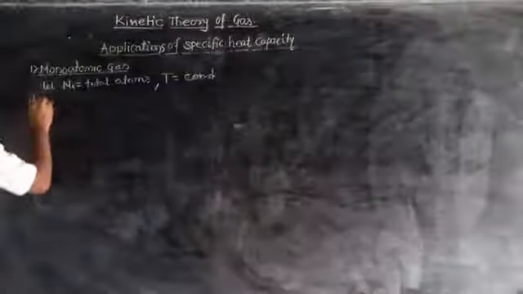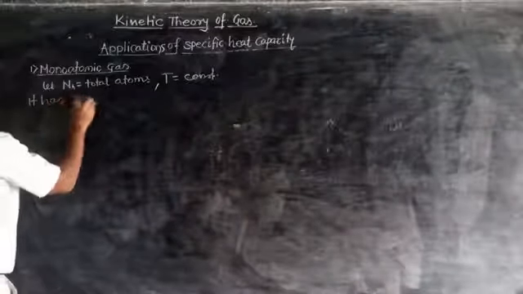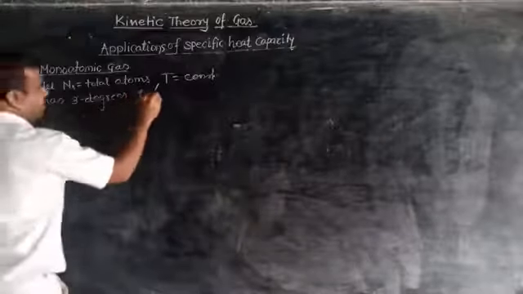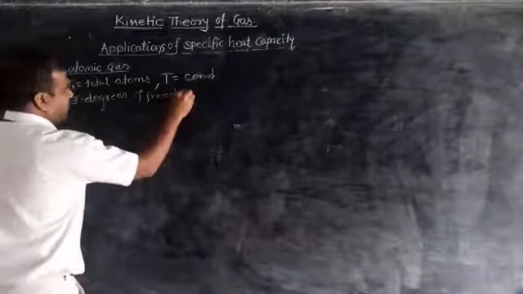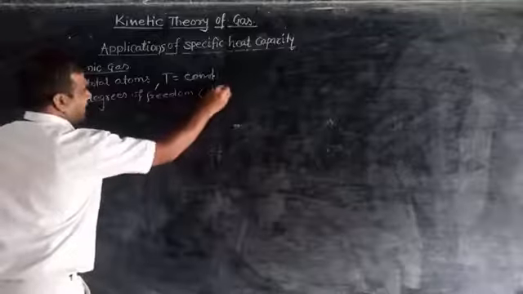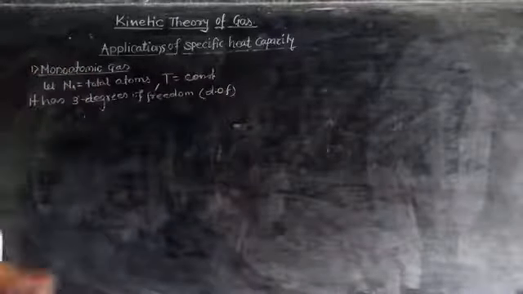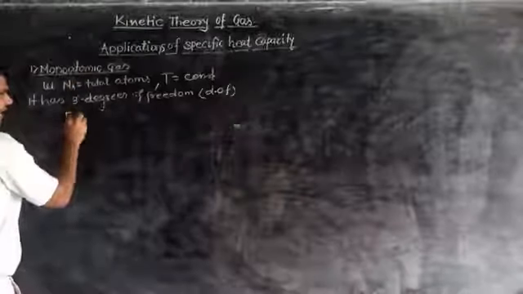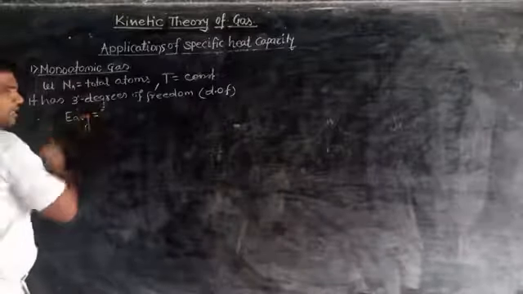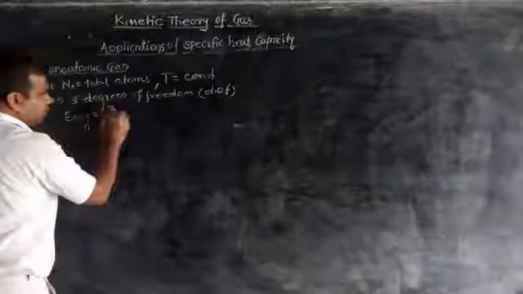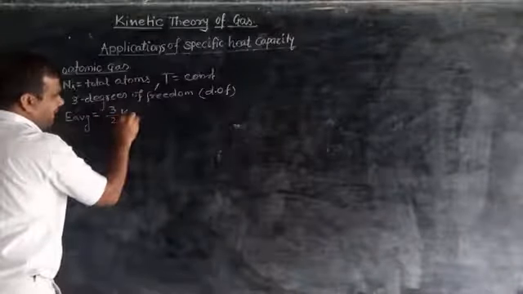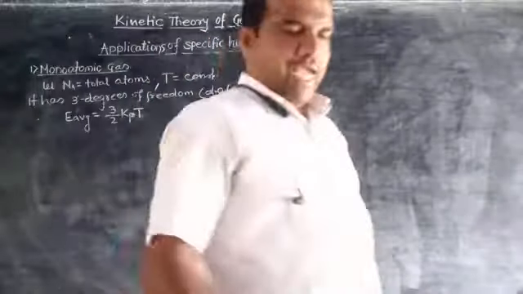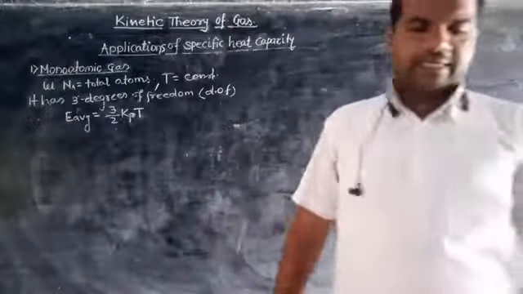So it has 3 degrees of freedom. It is also denoted by DOF, that is degrees of freedom, and therefore the average kinetic energy of atoms is equal to 3/2 k beta T. This is the average kinetic energy, 3/2 k beta T.